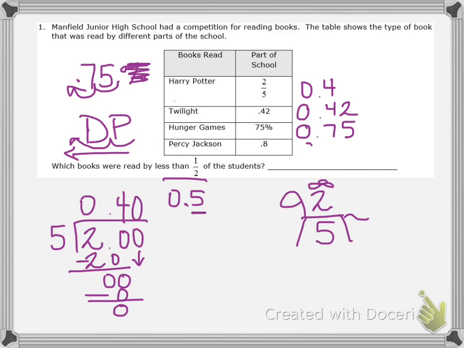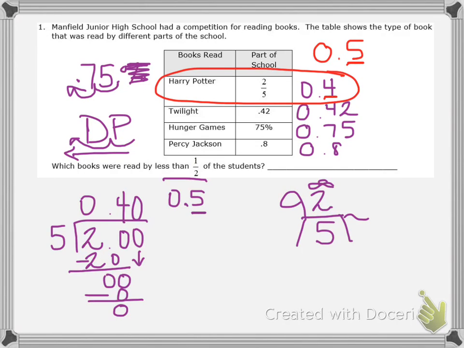Okay, and the last one is also already in a decimal form. So now I can compare them, now that they're all in decimal form. I'm looking for numbers that are less than half. So a number in the 10th place that is less than 5. Okay, so for Harry Potter, we have 4, which is less than 5, so Harry Potter would be one of my answers. Let's check to see if there's another one. Twilight also has a 4 in the 10th place. That is less than 5. So Twilight would be read by less than half of the students.